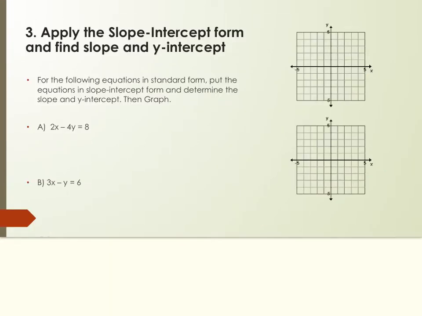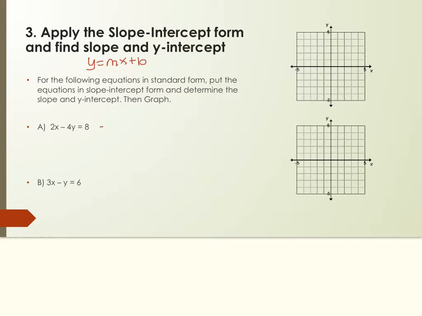So now we're going to apply the slope-intercept form and find the slope and y-intercept. So you will recall the slope-intercept form is y is equal to mx plus b, right, where b is my intercept and m is my slope. Well, I have problem A in standard form, so I have to get it into slope-intercept.